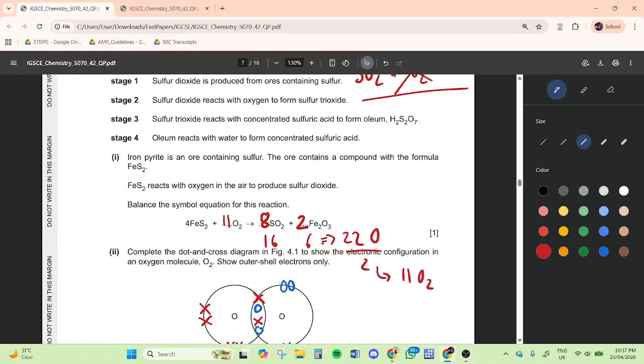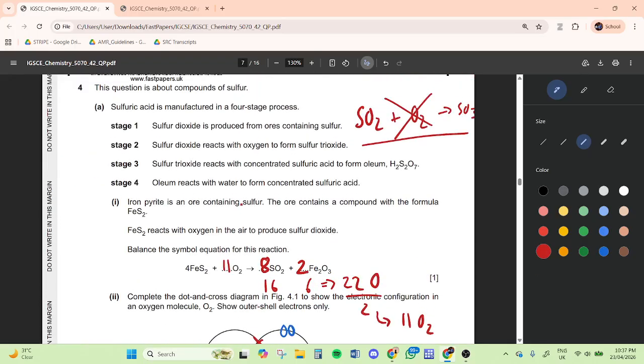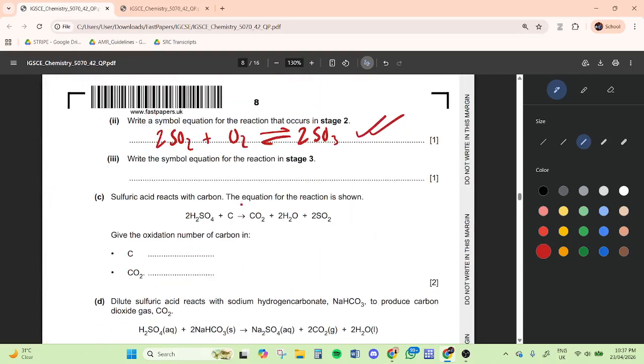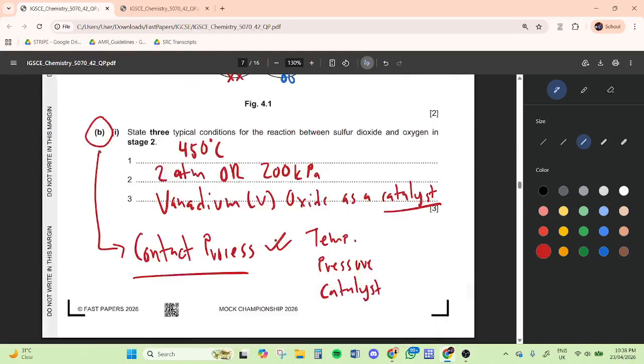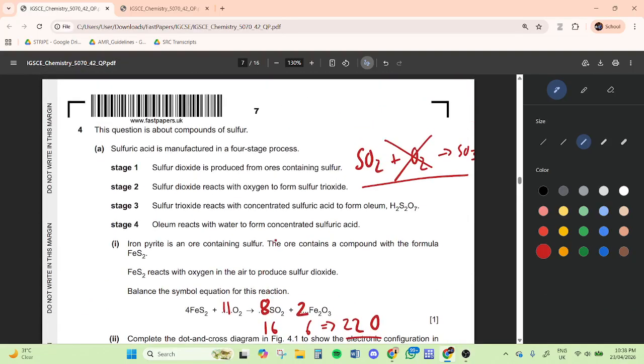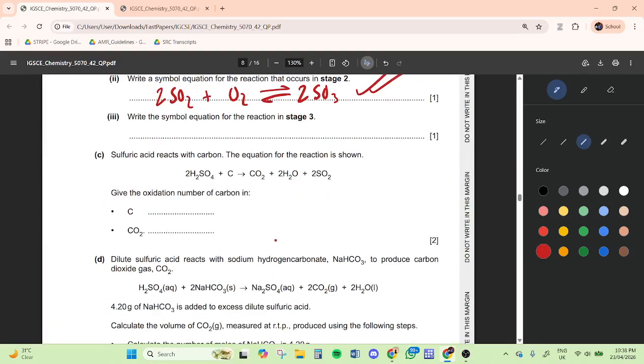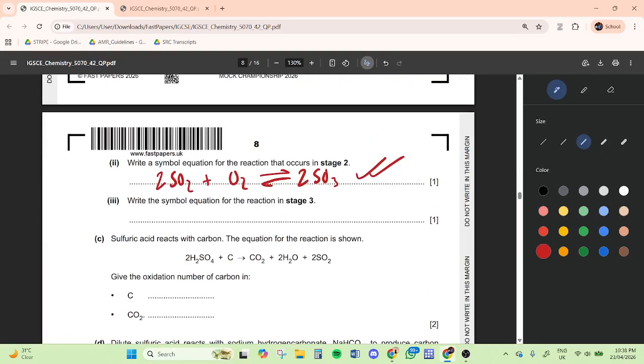So the next one is: write a symbol equation for the reaction that happens in stage 3. So this is a bit tricky, but as long as you've remembered your contact process. Remember that you need to dissolve your sulfur trioxide in concentrated sulfuric acid. So as long as you know that, you know sulfur trioxide's symbol, you know the formula for sulfuric acid, you're going to put that down, arrow, and they've already given you the formula of oleum.